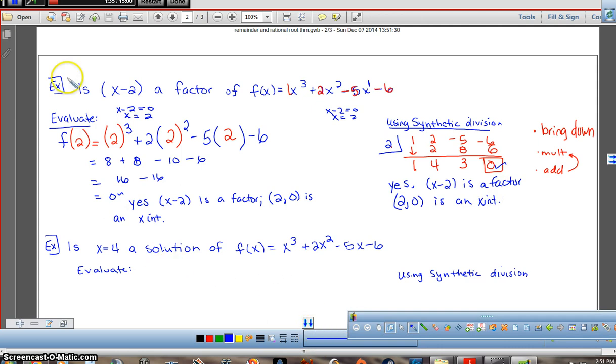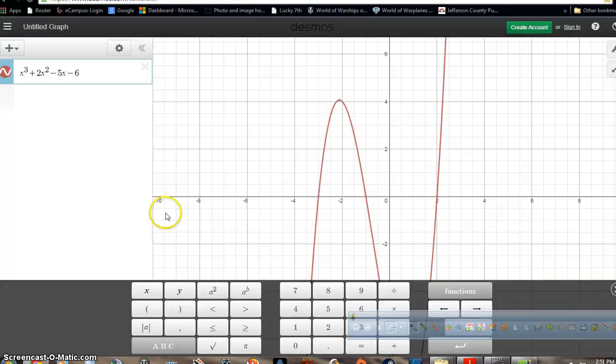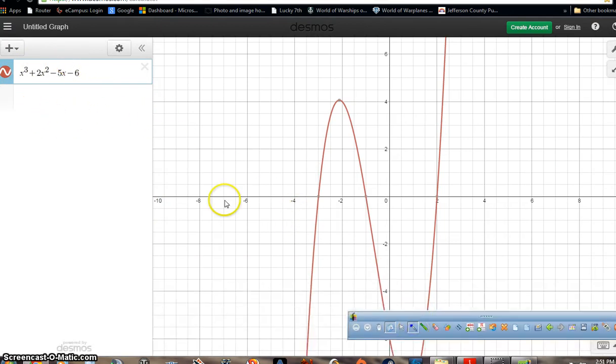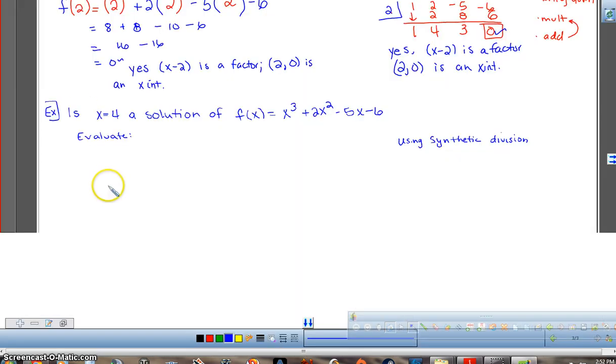Okay, we can see this graphically. So let's go to our calculator. So if I type in my function of f of x here, I can see my graph. And we were testing to see if in fact, is x equal to, or is x minus 2 a factor? Well, here it is right here. It goes through at 2. So yes. Alright, here's another example.